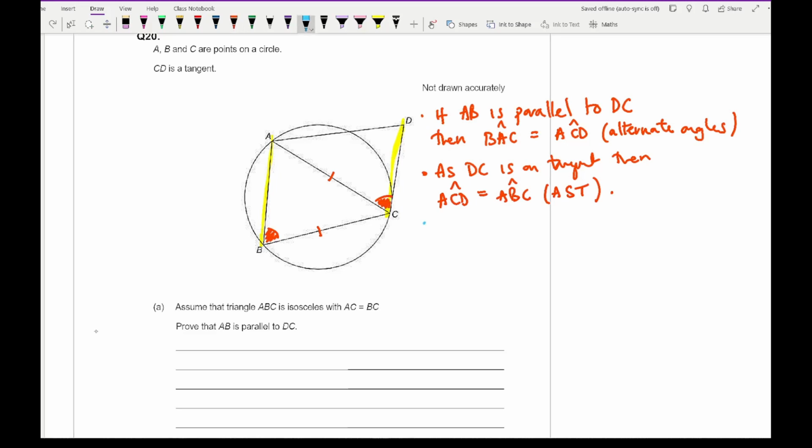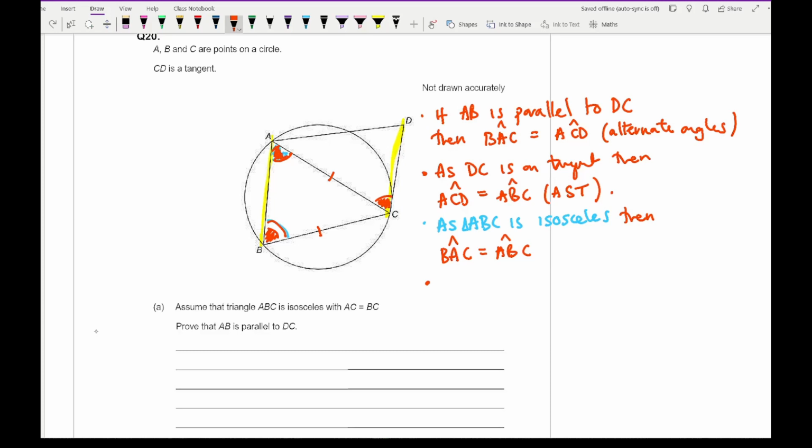Now in terms of the next thing I'm going to say, as triangle ABC is isosceles, then this angle here is going to be the same as this angle here. So if I put a little symbol on there, therefore it is isosceles, then angle BAC is going to be equal to ABC.